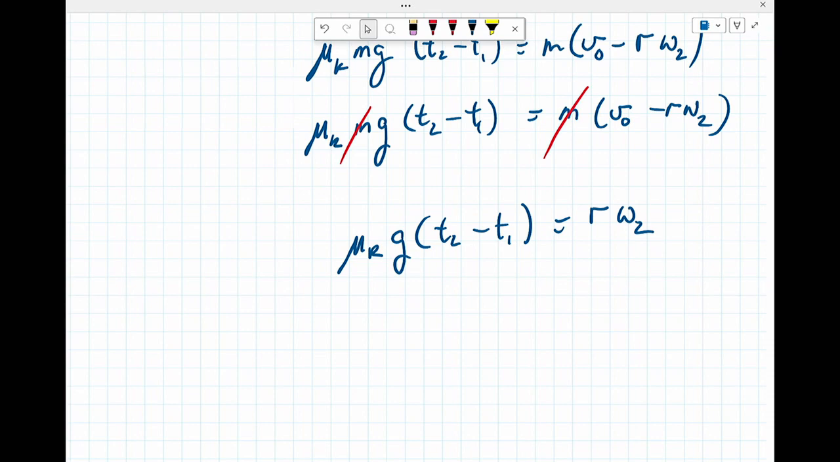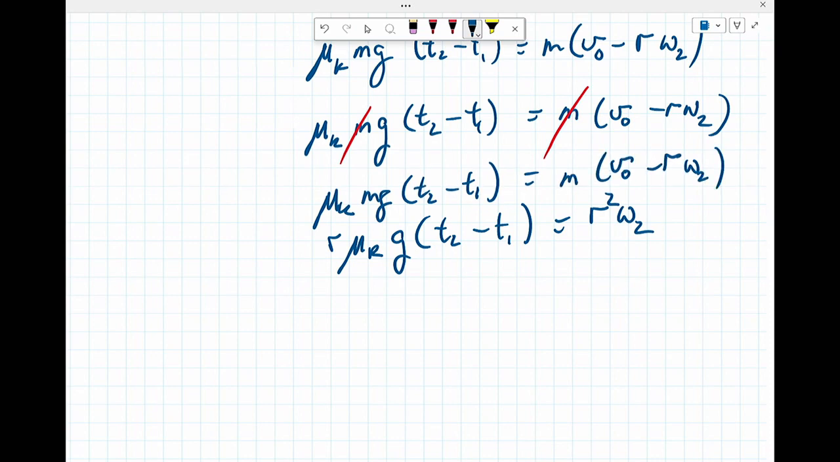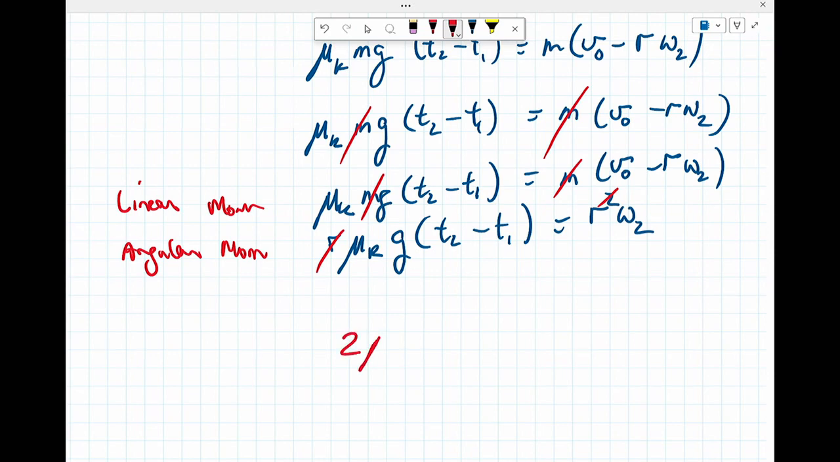I just want to see, I forgot one thing. I got mu k mg times r squared, and the other one is mu k mg times t2 minus t1 equals m times v naught minus r omega 2. This is linear, and this is angular. I think we're all good there. Twice, whoops.